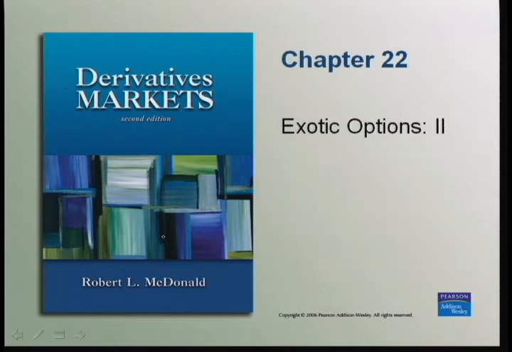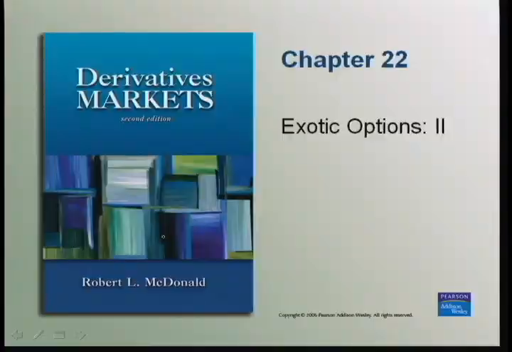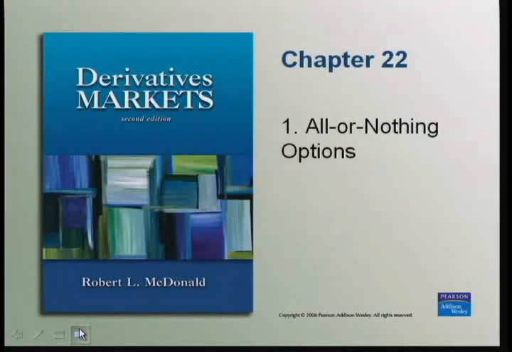We'll now turn to Chapter 22, which is the second of two chapters on exotic options. The focus of this chapter will be on one particular kind of exotic option, although the chapter itself covers a number. There's only one of the categories of options considered in the chapter that will be on the examination that we're preparing for. All or nothing options will be the focus of this discussion.